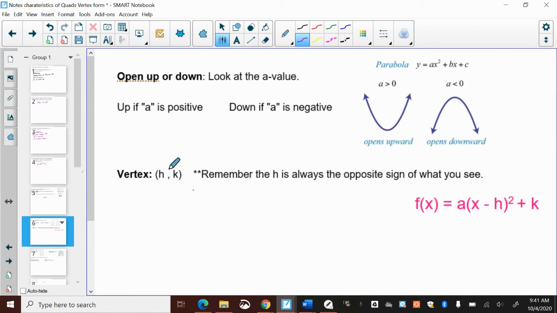We also want to talk about whether it opens up or open down. We've talked about this before. If this a value is greater than 0, which means positive, then it opens upward. And if it's less than 0, which is a negative number, then it opens down. Our vertex is always coming from the h and the k. Remember, h is always the opposite sign, so there's the h and k.